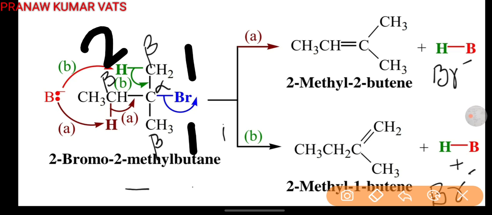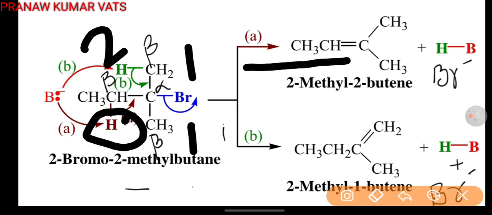So first if we see this case, if there is elimination of the second beta hydrogen, this is our second beta hydrogen, if there is elimination from this place, then this product will form. What will be the IUPAC name of this product? 2-methyl-2-butene, or you may also write 2-methylbut-2-ene. So this will be our product.